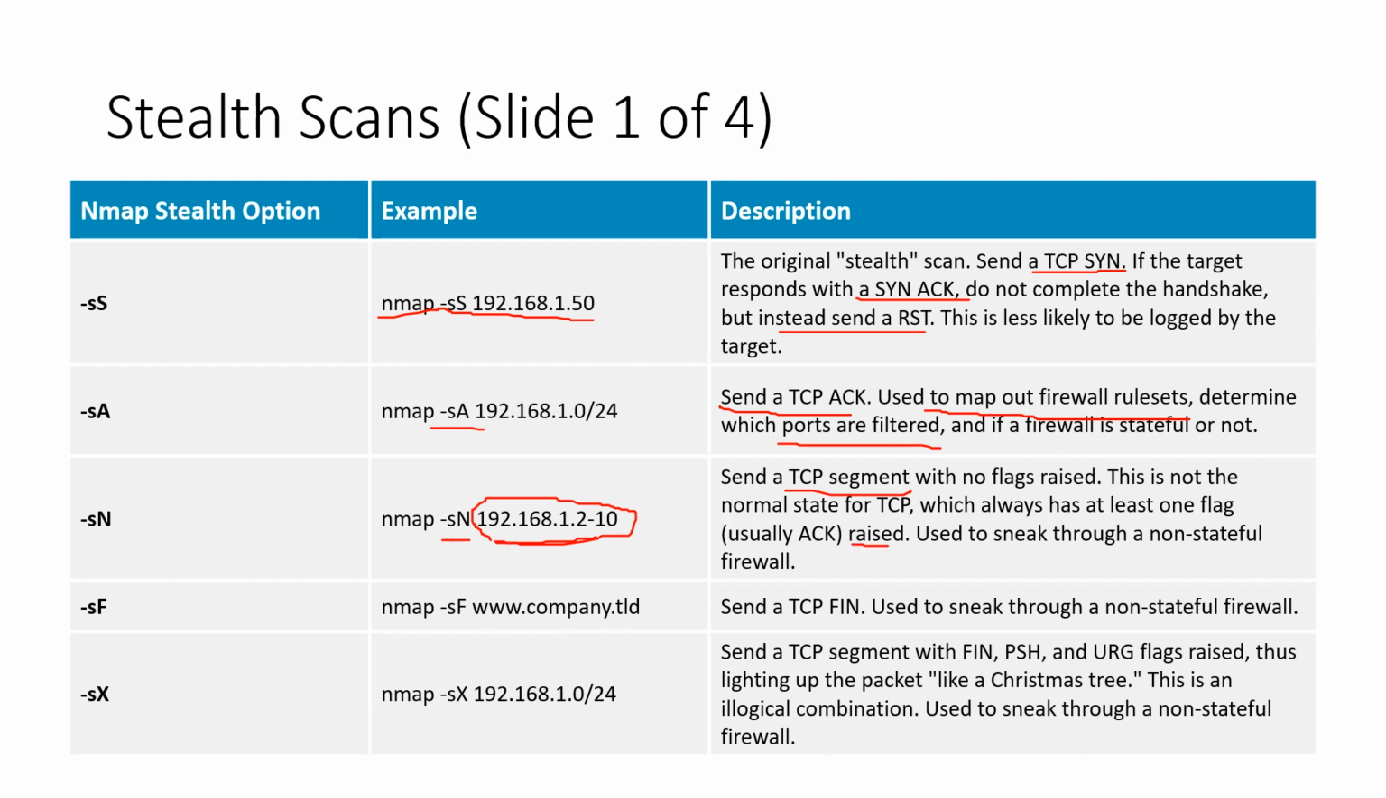Then the next option is -sF. It sends a TCP FIN. This is under the termination. If you remember, in TCP it first establishes a connection, then data transfer, and then terminates. So the first part in the termination is FIN. It also still uses a three-way handshake. Like in the establishment of the connection, there's the SYN; in the termination, there's the FIN. And then -sX. In the -sX option, it sends a TCP segment with a FIN, PSH, or URG flag. So these are some of the options we have under stealth scans.